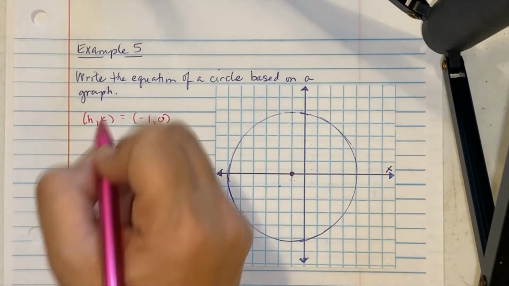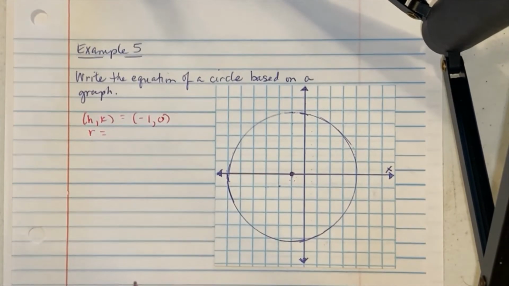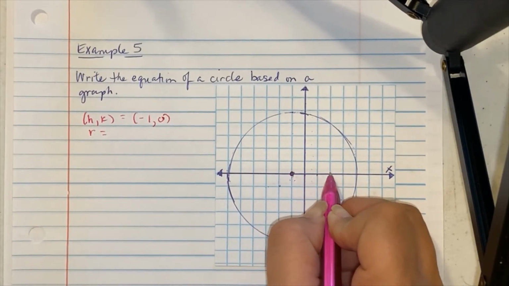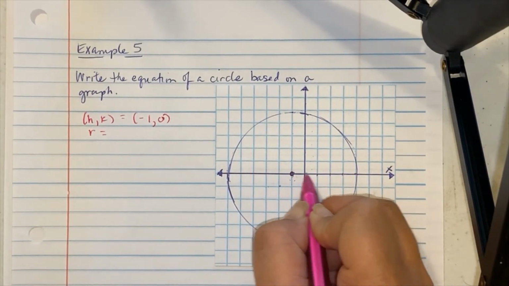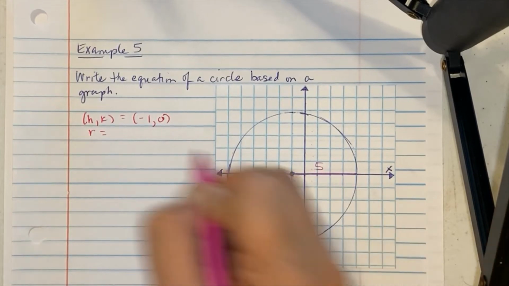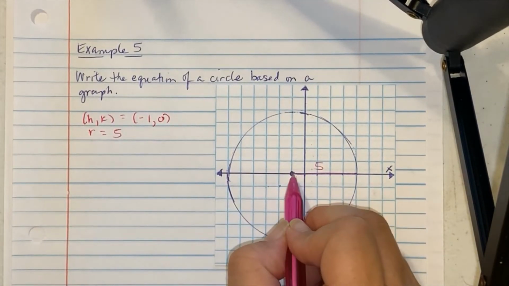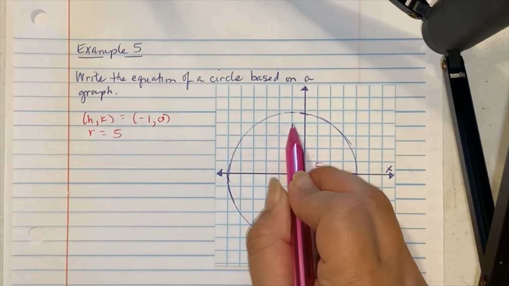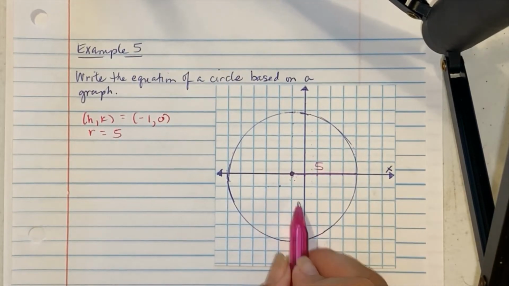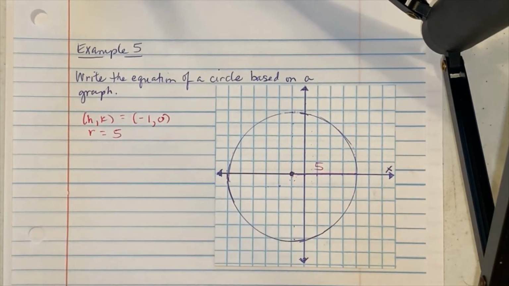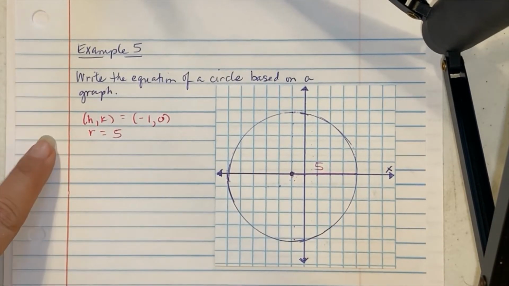And then your R value, your radius, you're going to look at your center and count till you hit the edge. So we went 1, 2, 3, 4, 5 units. We have a radius of 5. And to know if you're correct, then go 1, 2, 3, 4, 5, we're north 5, 1, 2, 3, 4, 5, we're south 5, 1, 2, 3, 4, 5, we're west 5. So we know that our HK is at negative 1, 0, and our R value is at 5.